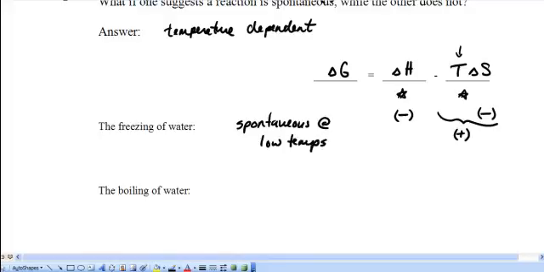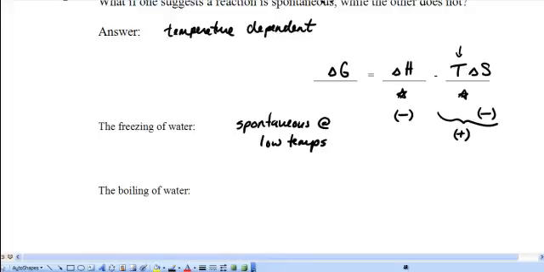And we know that water will freeze at low temperatures. It is a spontaneous process at low temperatures. We've also said that the opposite is true, so that as you have high temperatures, when the temperatures become greater, this is a non-spontaneous process, but then the opposite becomes spontaneous. So at high temperatures, the melting of water will become spontaneous, and you've also experienced that as well.